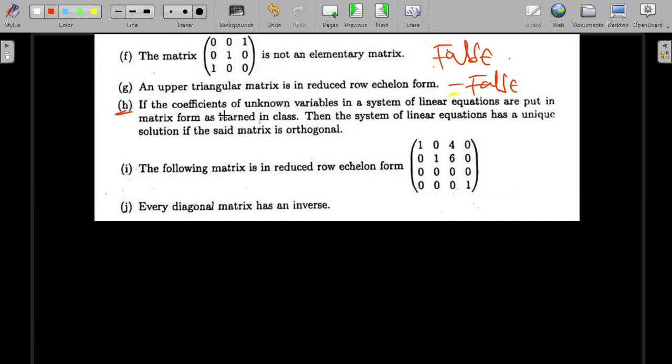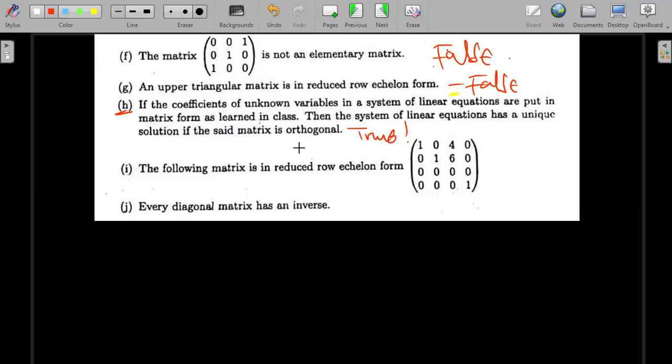H, I mean. So if the coefficients of the unknown variables in a system of linear equations, I think you haven't done this, but anyway, if the coefficients of the unknown variables in a system of linear equations are put in a matrix form as learned in class, then the system of linear equations has a unique solution if the said matrix is orthogonal. So this one turns out to be true, but you understand it better once you do your system of linear equations. But let me try to explain.